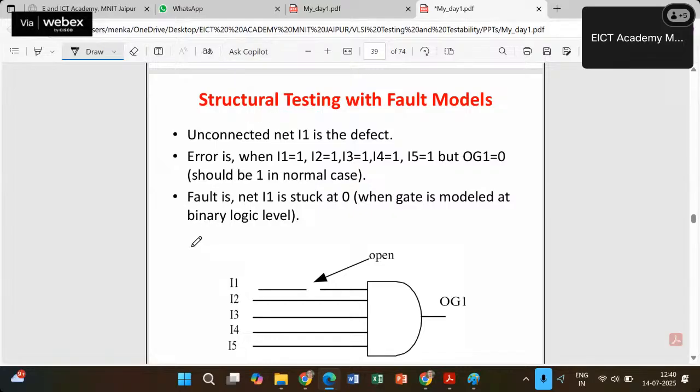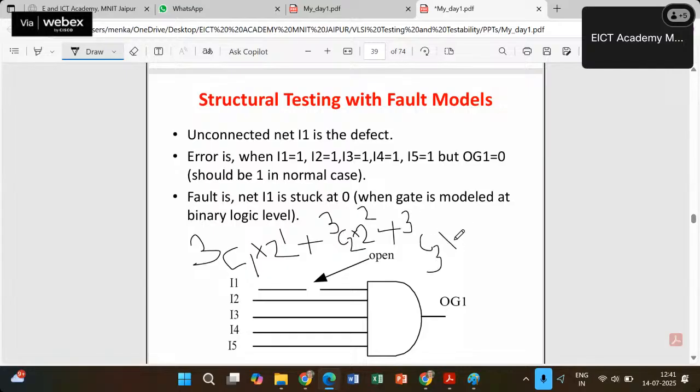Yeah. So we had 3C1 into 2 raised to power 1. We are talking about a 2 input AND gate, okay? 3C2 into 2 raised to power 2 plus 3C3 into 2 raised to power 3.